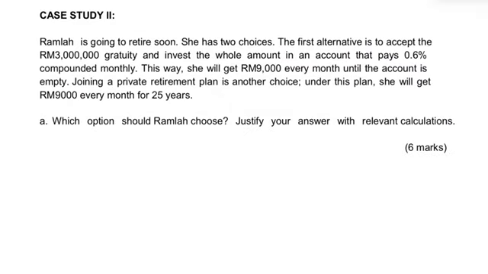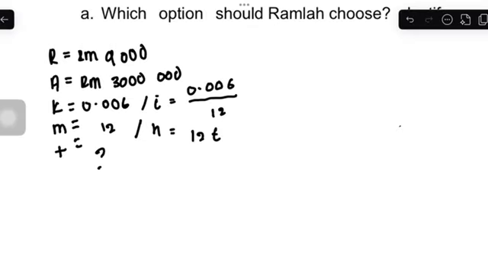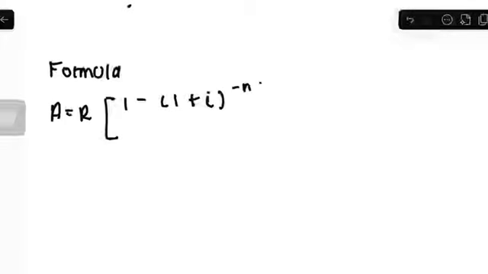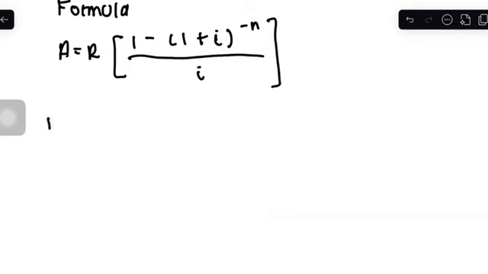Okay, now let's move to case study 2. The question asks which option should Ramla choose. Justify your answer with relevant calculation. So this is the information given for the question. Now this is the formula we are going to use: A equals R times (1 minus (1 + i) to the power of negative n) divided by i. Okay, so this is the working step, one by one.